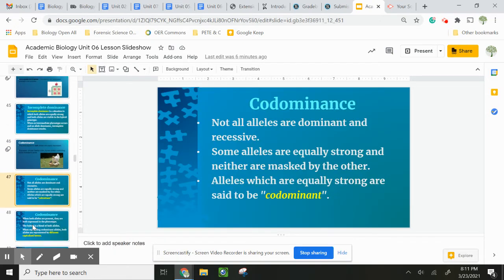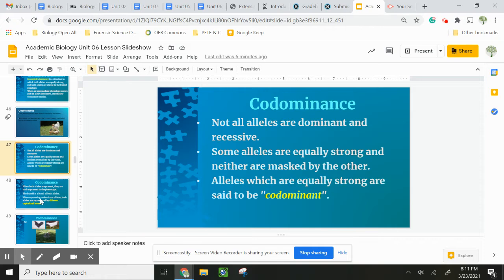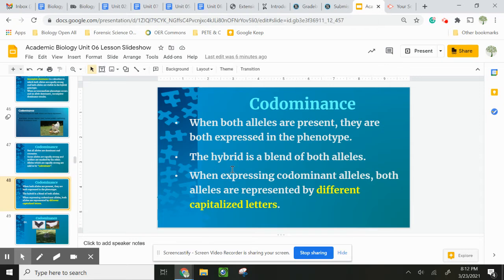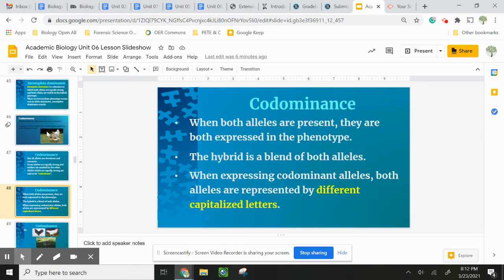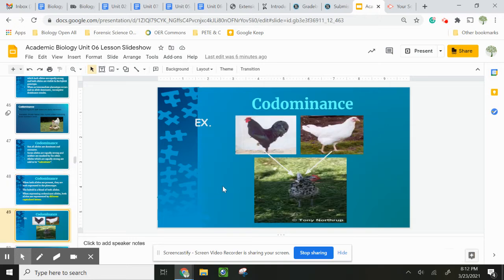There's our definition for codominance. When we're writing codominance in a Punnett square, they both get a different capitalized letter. This gets a little bit tricky because in this situation with our chicken friend, we would have capital B, capital B, capital W, capital W. And remember yesterday when I said we don't do that? We do when we're talking about the exceptions to Mendel's rules. So I think these chickens look pretty cool.